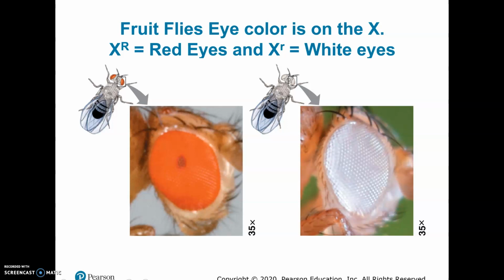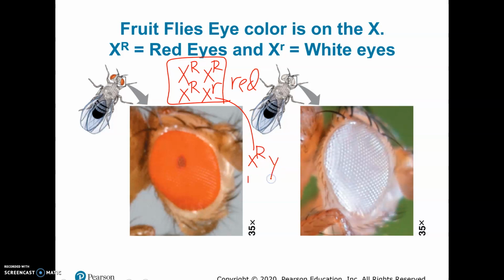So females have two X's. So a female, if she was X big R, X big R, or X big R, X little r, she would have red eyes. A male, on the other hand, to have red eyes would have to be X big R, Y. So this would be a male with red eyes. A female with white eyes would be X little r, X little r, and a male with white eyes would be X little r, Y.